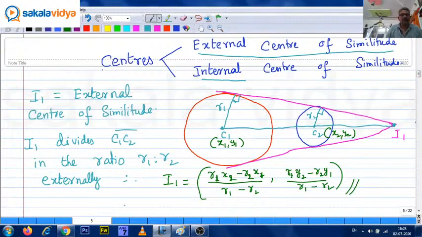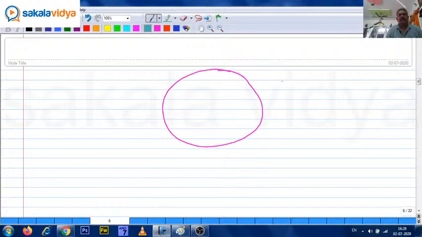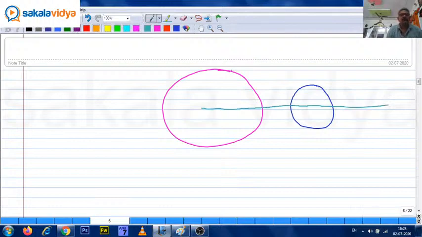So now, for example, this is the circle. This is another circle. So for example, join these centers. Okay. So now this is a transversal common tangent. These transversal common tangents meet at this point. So the point of intersection of the transversal common tangents is called the internal center of similitude.